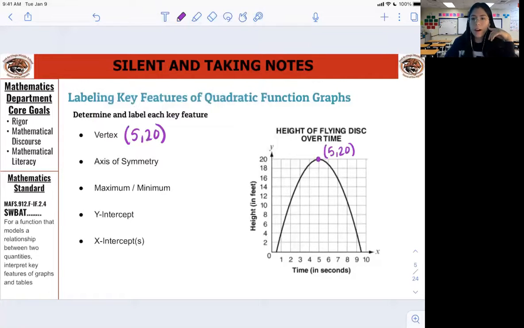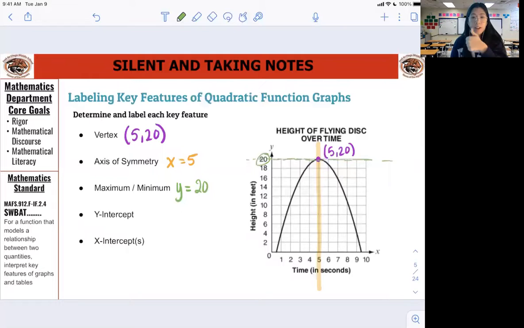Okay, Lauren, where's the axis of symmetry? When x equals 5. At x equals 5, good. So we cut this right in half and it passes through the 5. Karina, where is the maximum? Y equals 20. The highest possible value that this graph is going to go to is 20.